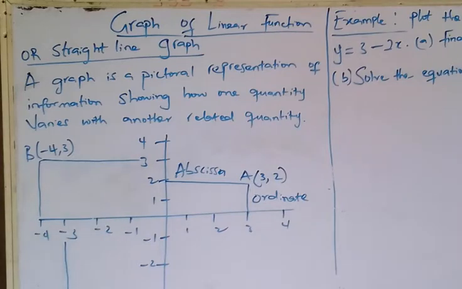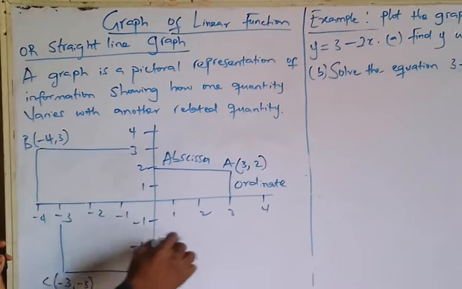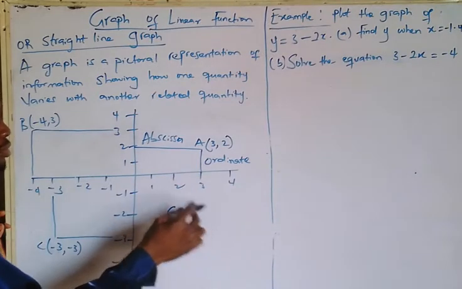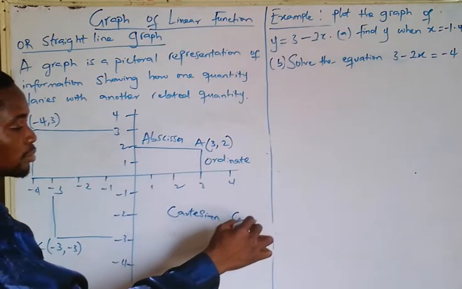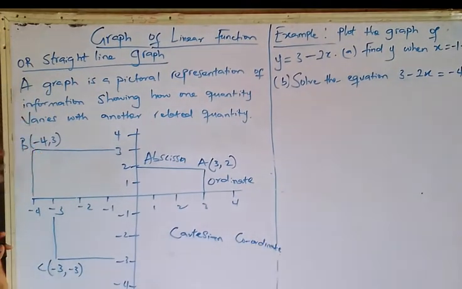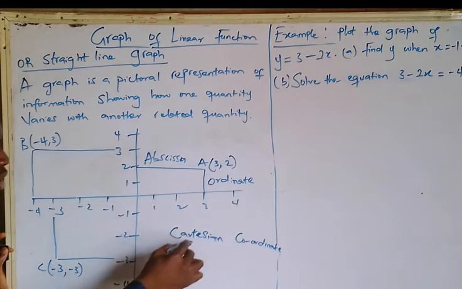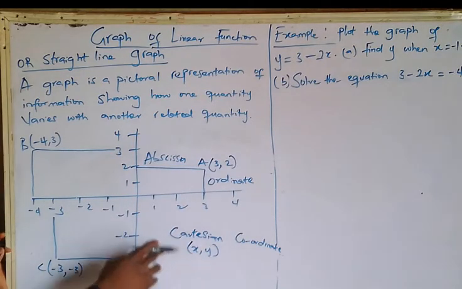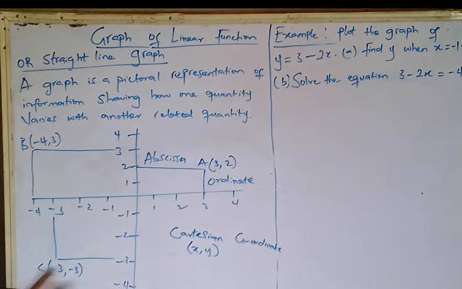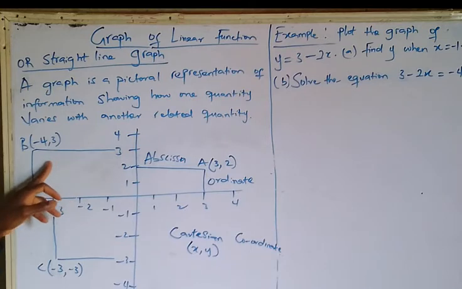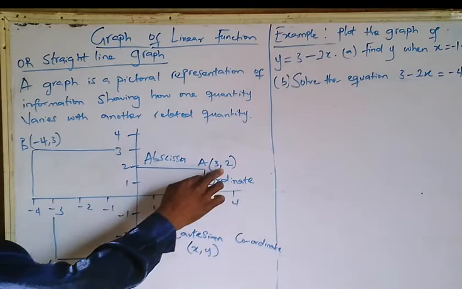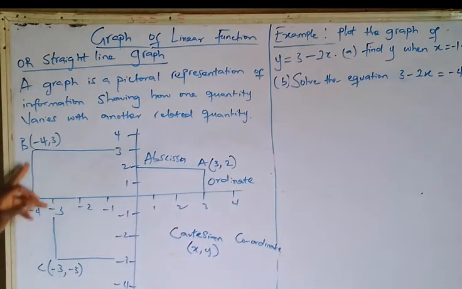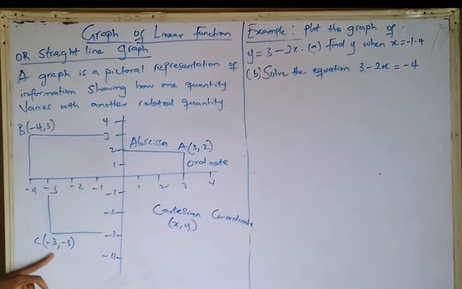Now, on our graph, we look at what we call Cartesian coordinates. That's not the straight line graph. This Cartesian coordinate is talking about our x and y axes, where my x comes first, my y comes second, and this is called my coordinates. On this graph, we've listed three coordinates: we have A as (3, 2), B as (-4, 3), and C as (-3, 3).